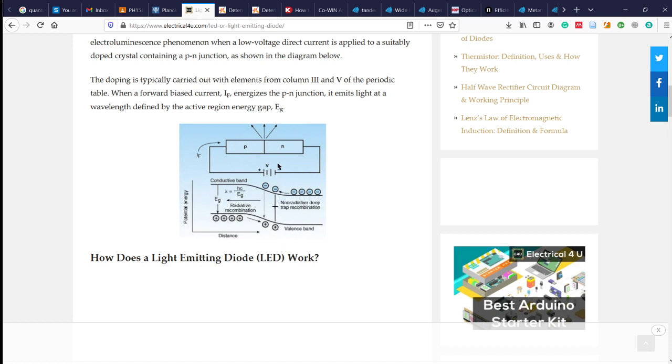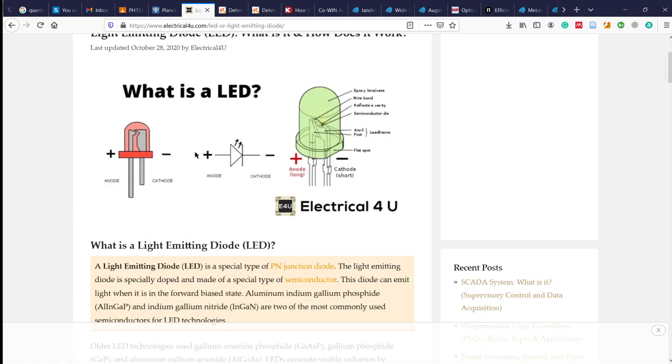When there is no bias, that means no voltage applied on the P side and N side, this is the LED we see in our daily life. This is called the anode, the P side, and this is the cathode, the N side. We have to make it forward bias. That means we connect the positive part of the battery with the anode part, and the negative part of the battery with the cathode part. And this is the diagram of the LED as we use it in the circuit. This is the P side and this is the N side. In forward bias, the P side is connected with the positive side of the battery, and the N side with the negative side of the battery.